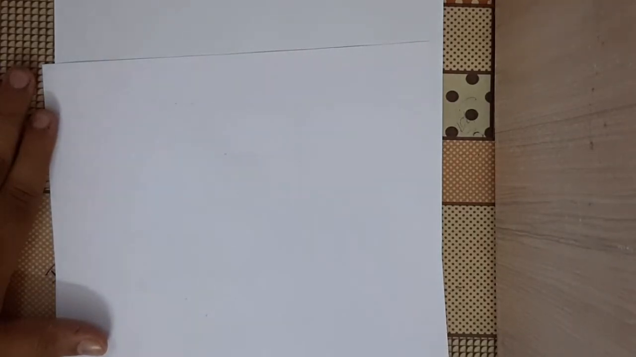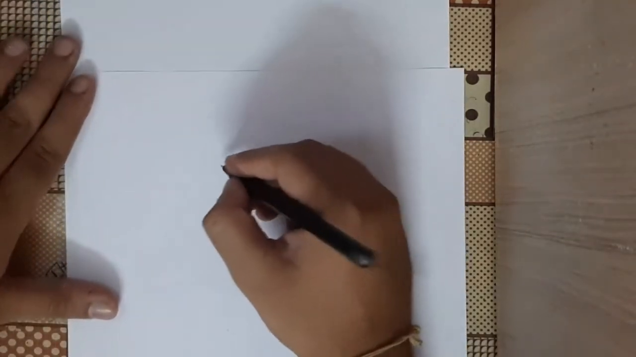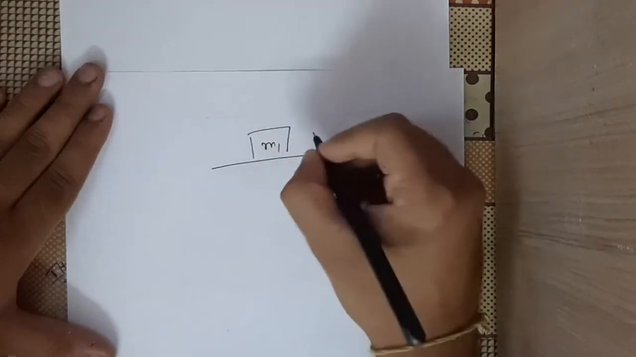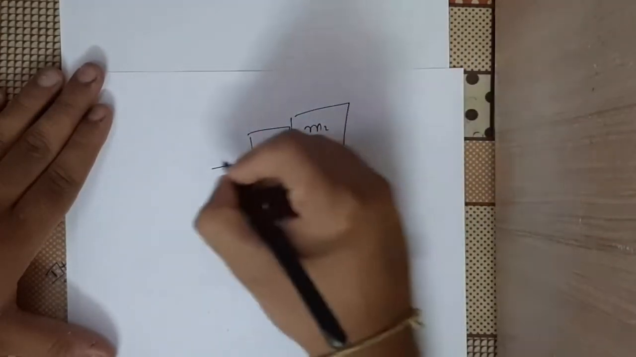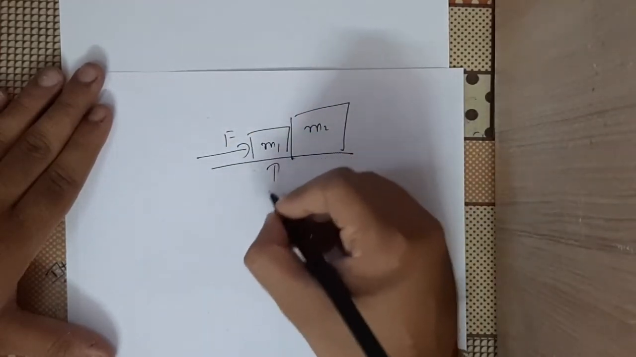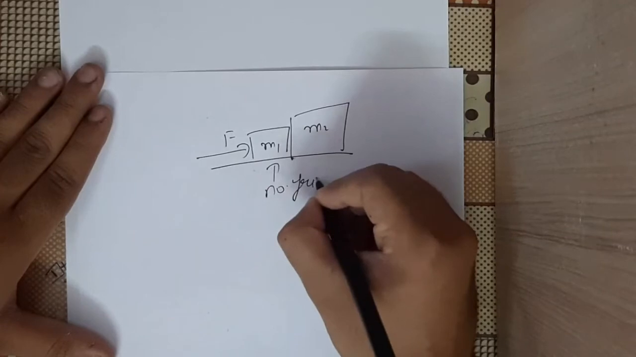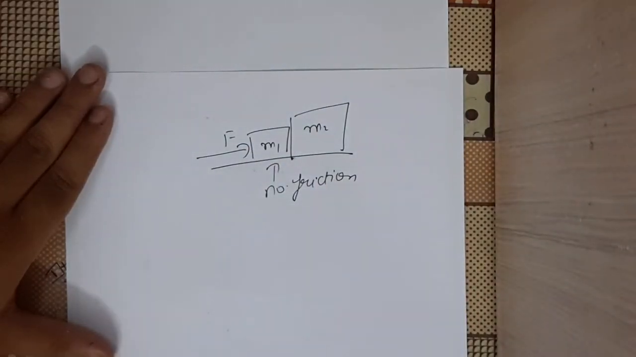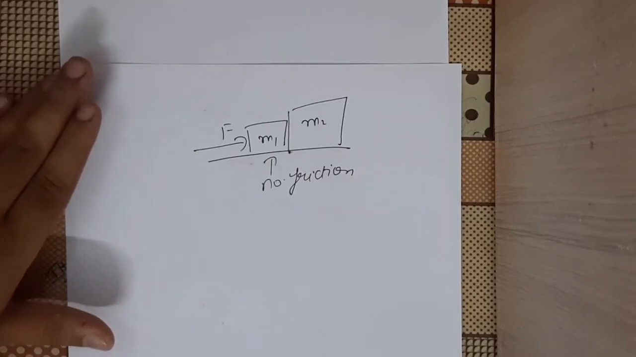So let us say that there is a situation something like this: this is a block of mass m1 and this is a block of mass m2, and we are applying a force F here. There is no friction. We have not talked about friction yet, so there is no friction. You need to find the acceleration of the system.